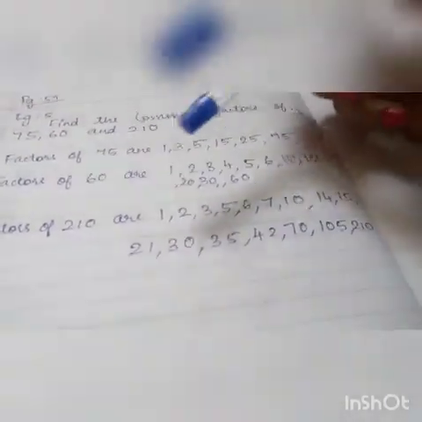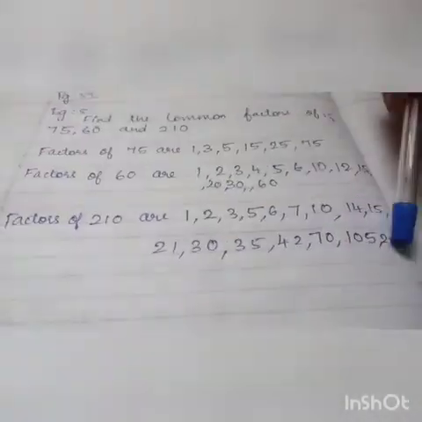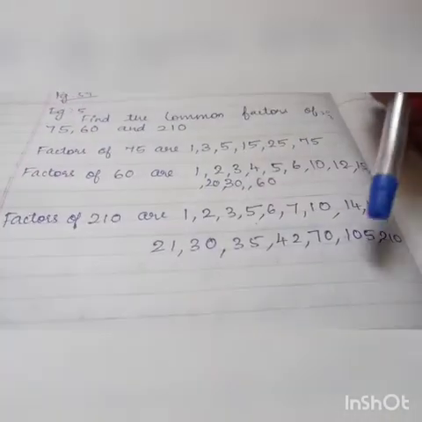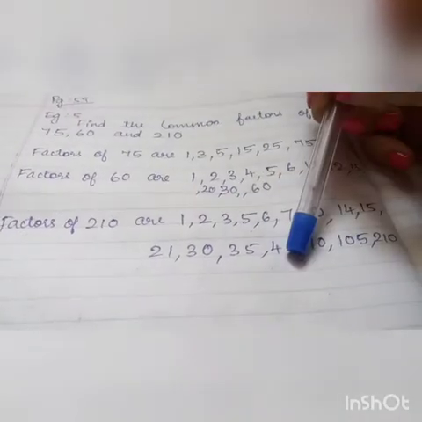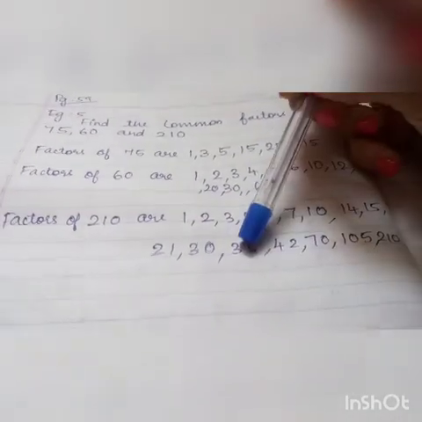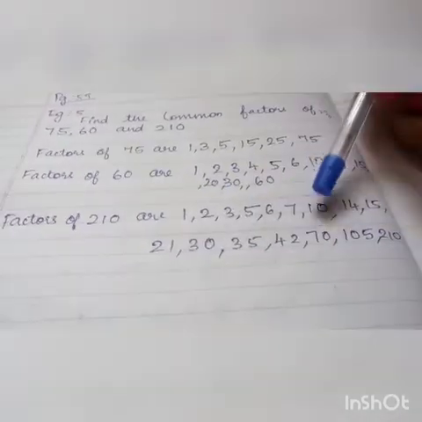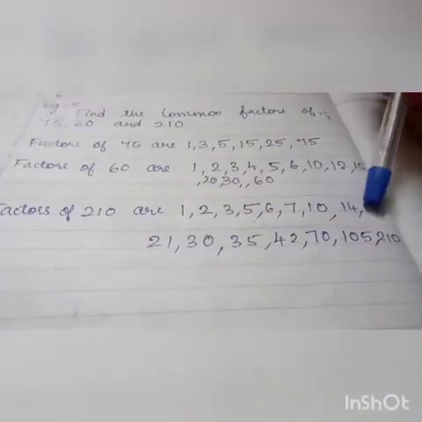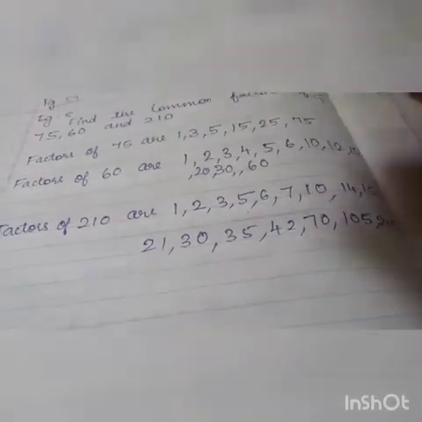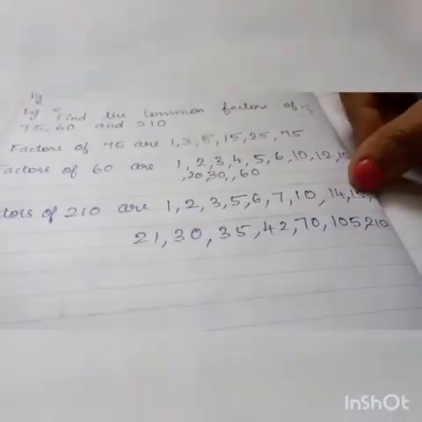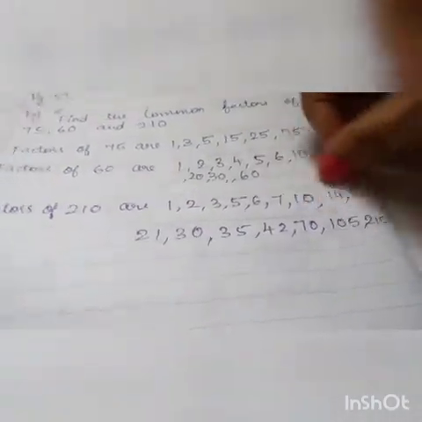Listen, I'll explain how I found this. 1 into 210, 2 into 105, 3 into 70, 5 into 42, 6 into 35, 7 into 30, 10 into 21, 15 into 14. Okay, like this only you should find it. First you can find one half, then by using these values you can find the next terms.